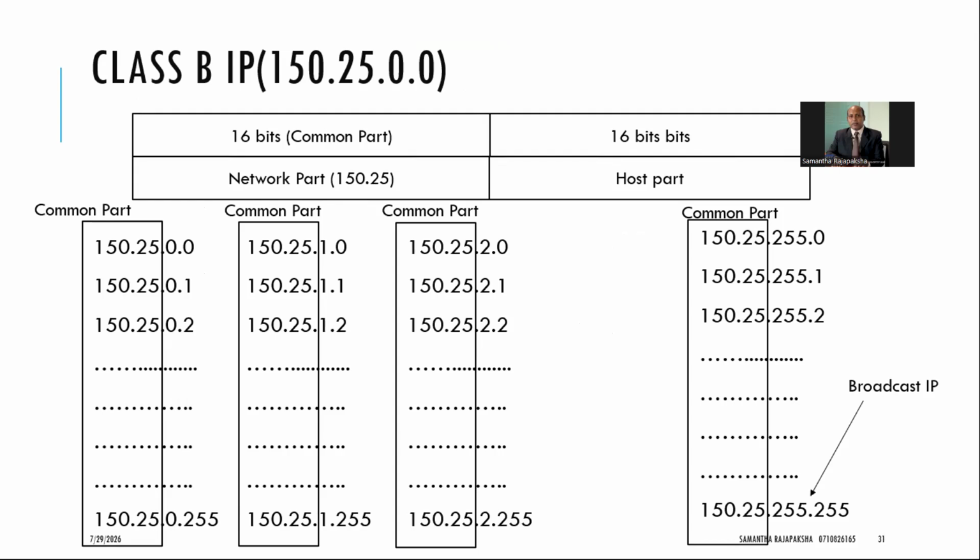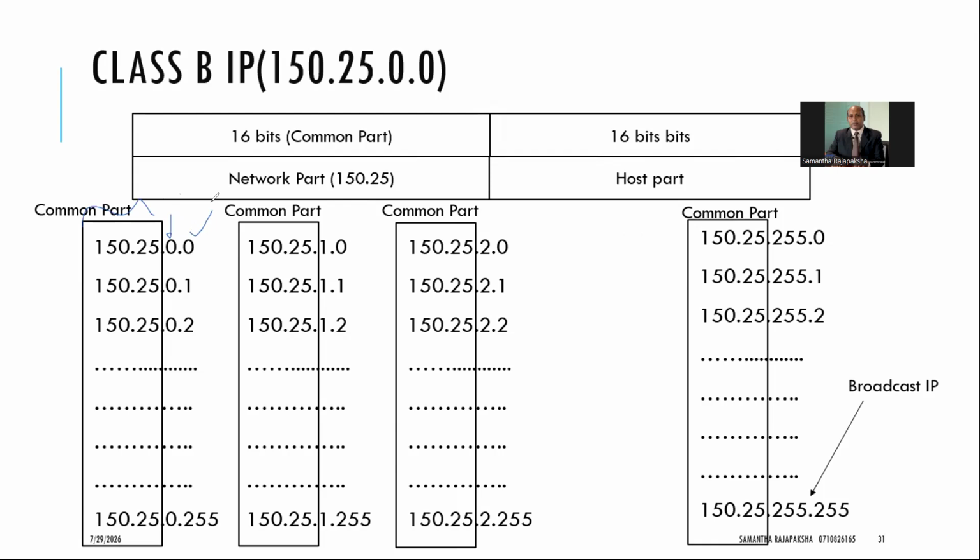So in this case, the network part is 150 and 25. So then you can see 150 and 25 will not be changed. What is changing? The other bytes, 0 and 0. So then you can create IP addresses like this. Here this part is common. This part is common.